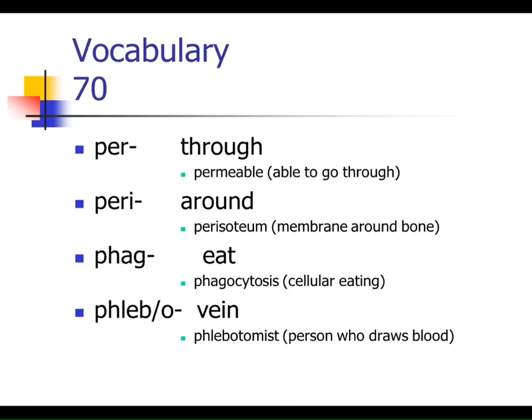Phage, to eat. Phagocytosis, the cellular eating process. Macrophages are large eating cells. And finally, phleb, vein. If you're going to have your blood drawn, you're going to have it done hopefully by a phlebotomist, and we normally draw blood from the vein. Okay. So that is our vocab, 51 through 70, for this exam on Monday.